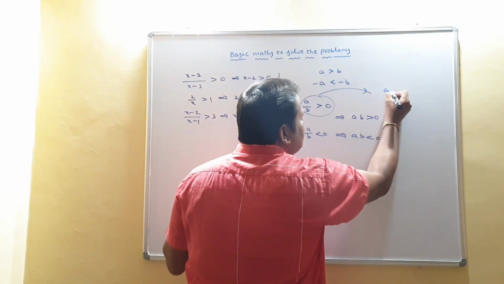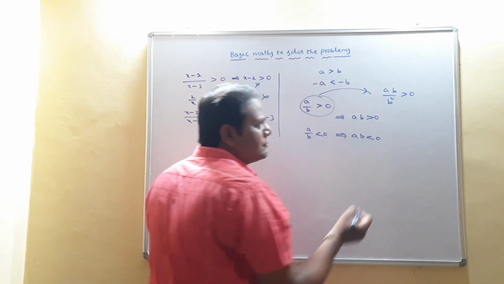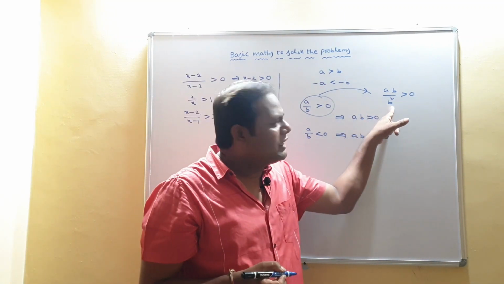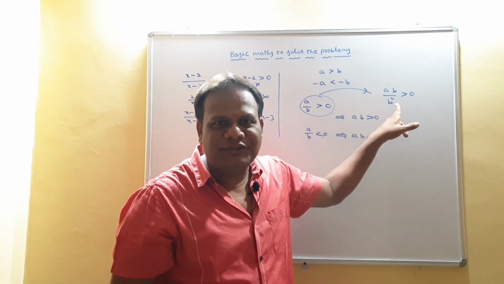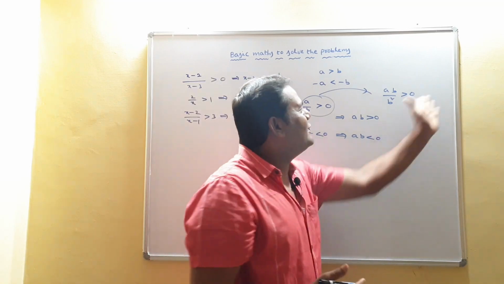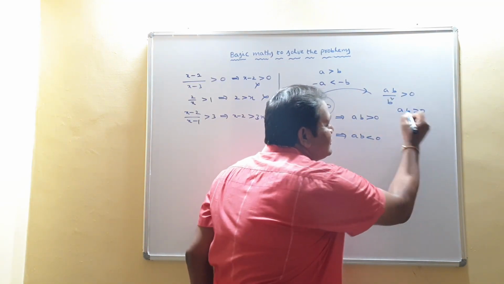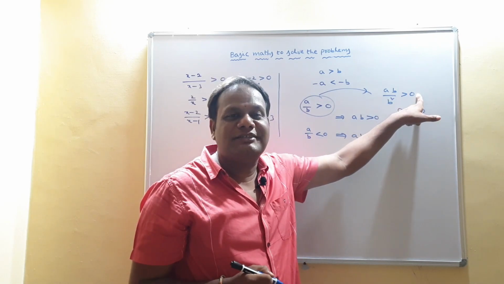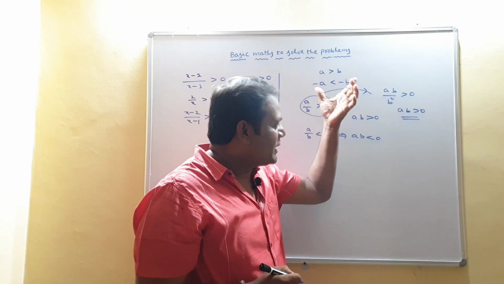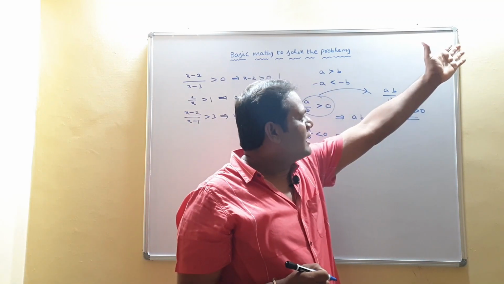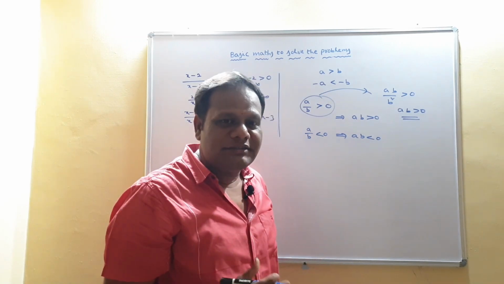What happens? ab by b square greater than 0. Now you observe the denominator, b square. Are you sure it is positive? Yes. So you can do cross multiplication. What you can get? ab greater than 0. See, here I did cross multiplication because I am aware of the sign of b square, that is positive. That is the reason I went for cross multiplication and I got a into b greater than 0.